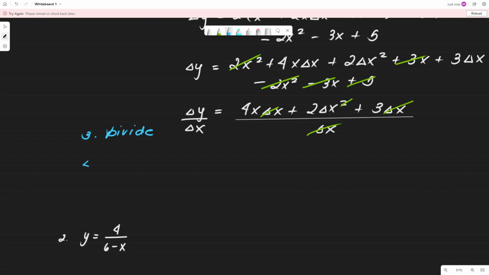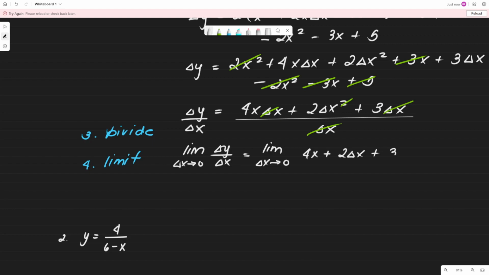So we have step number 4, get the limit. The limit of delta y over delta x as delta x approaches 0 is equal to the limit as delta x approaches 0 of 4x plus 2 delta x plus 3.